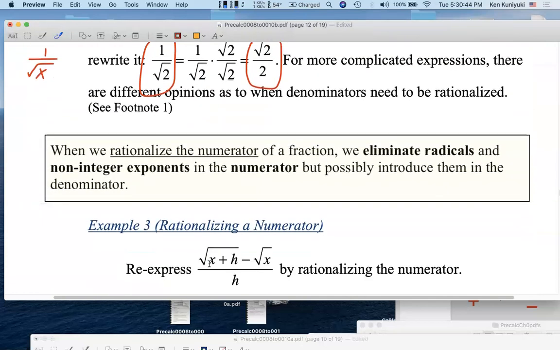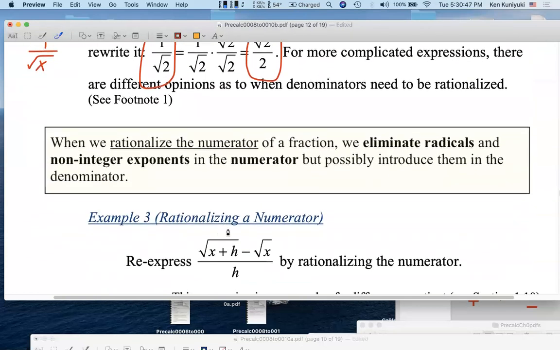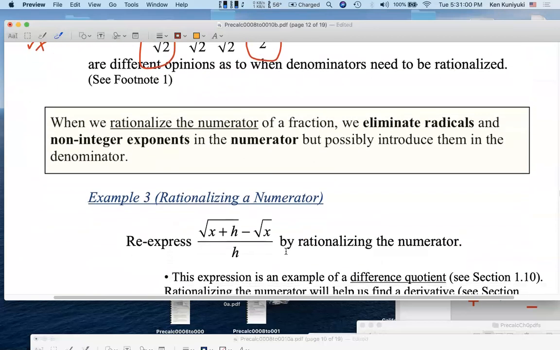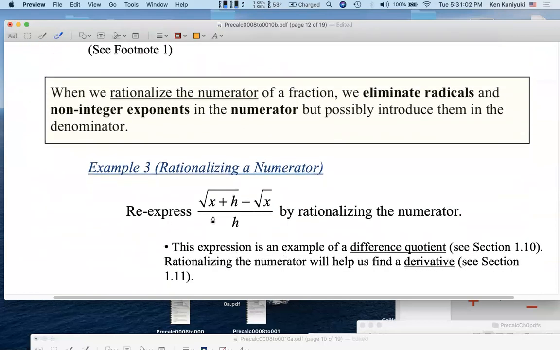Now, sometimes we want to rationalize a numerator, where we start off with radicals in the top, and we want to end up with a fraction where we no longer have radicals in the top, but we might end up with radicals in the bottom. For example, later on, when we find the derivative of the square root function, we have to work out this expression, and it turns out that we're going to want to rationalize the numerator. The problem is that if you let h approach 0, then both the top and the bottom are going to approach 0. That's a problem in calculus.